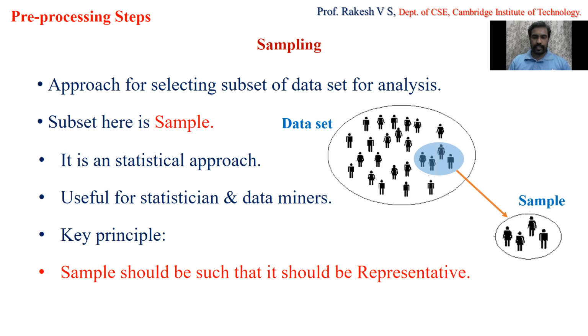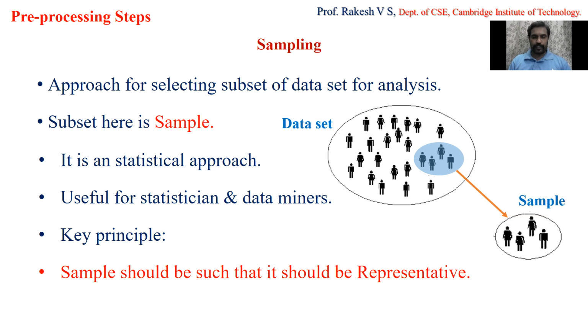Sampling is actually a statistical approach, which means it is used both by statisticians as well as data miners. Statisticians use sampling for two purposes, that is for the initial investigation as well as at the end to perform some analysis. Whereas for a data miner, processing of the entire dataset is a time-consuming and tedious job, and hence he considers sampling so that his job becomes easier.